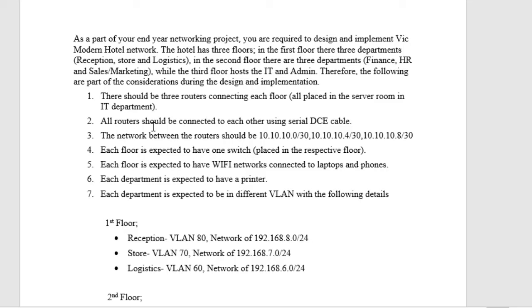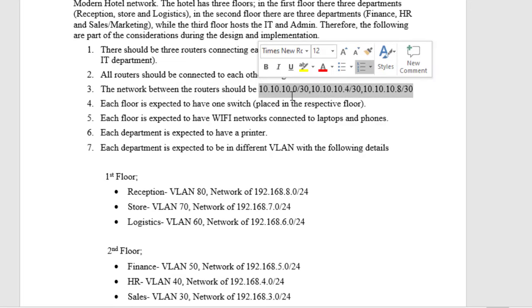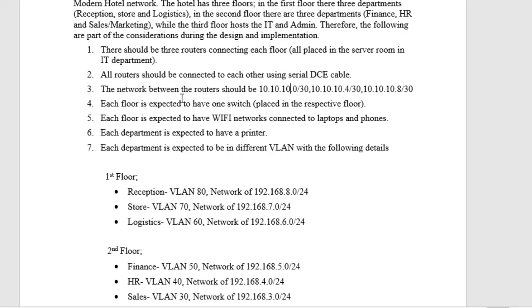All routers should be connected with each other using serial DCE cable. Then between the routers we need to use these networks. Each floor is expected to have one switch, and those switches are placed at the respective floors. Each floor also is expected to have a Wi-Fi network connected to laptops and phones.